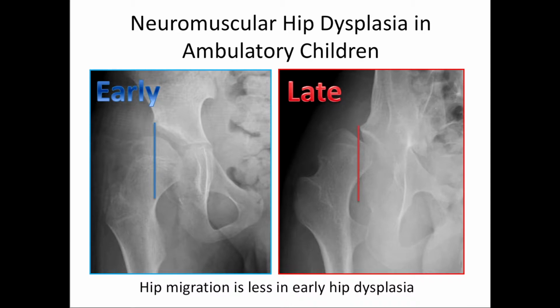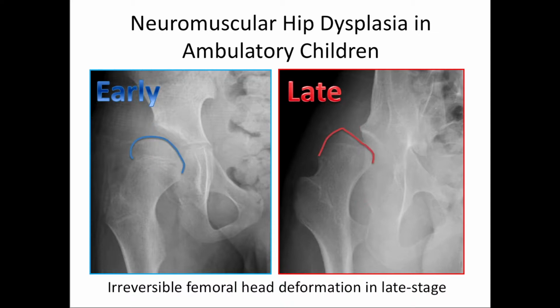In ambulatory children, if you're able to catch the disease early, the hip dysplasia is less severe. As you can see here, in the early situation, the hip migration percentage is less, compared to the late situation where more of the femoral head is outside of the socket. Perhaps even more important, in early hip dysplasia in ambulatory children, the ball has not yet deformed. The femoral head is still round, whereas in the later stages of the disease, the femoral head is actually deformed.